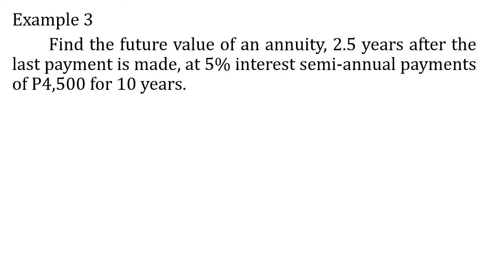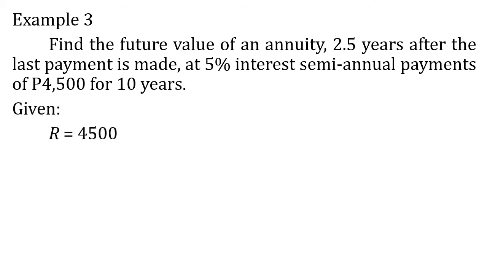Example 3. Find the future value of an annuity 2.5 years after the last payment is made at 5% interest with semi-annual payments of 4,500 pesos for 10 years. So here, we will be solving for the future value. This means that we are going to use a different formula. So the first thing to do again is to list the given.